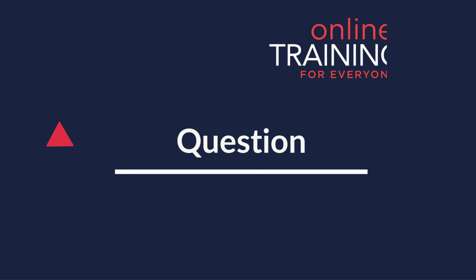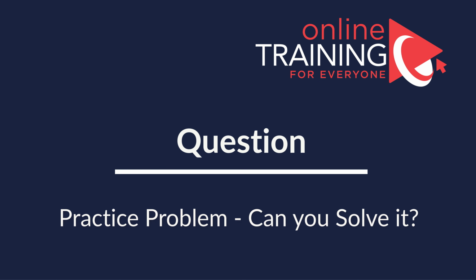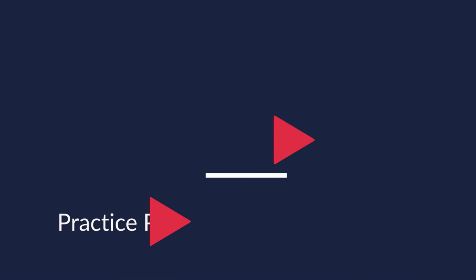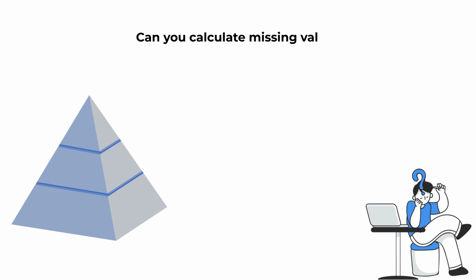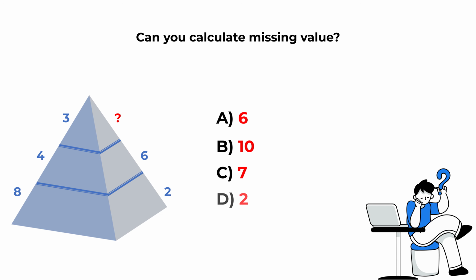And now, here's the question for you to practice. You're presented with triangle, which is broken down into 3 equal horizontal parts. On the left side of the triangle, you see numbers 8, 4, and 3 if you go from the bottom to the top. And on the right side of the triangles, you see numbers 2, 6, and 1 number is missing. You need to select missing number from 4 different choices. Choice A, 6. Choice B, 10. Choice C, 7. and choice D 2.